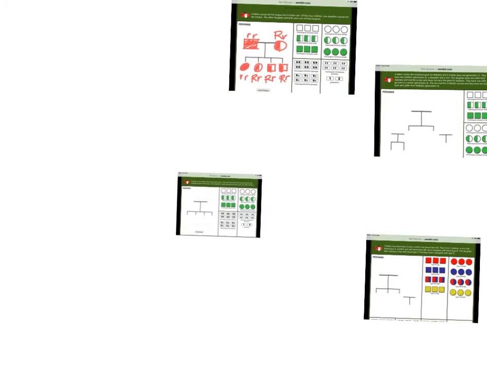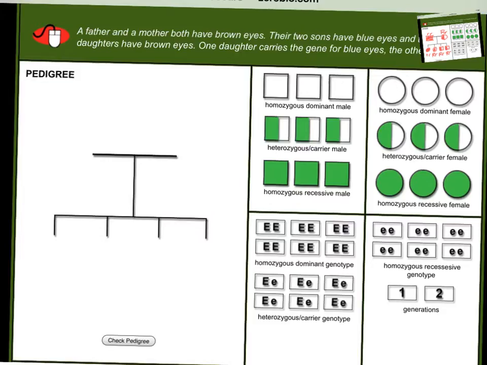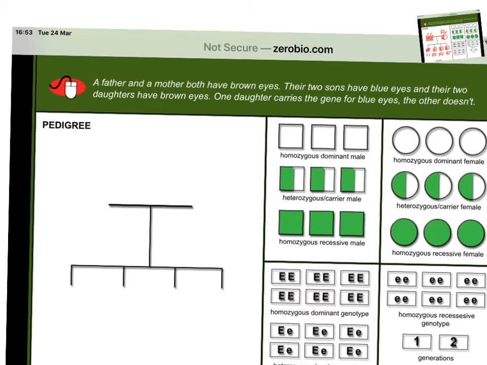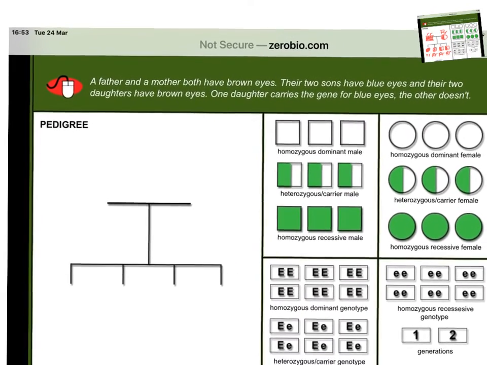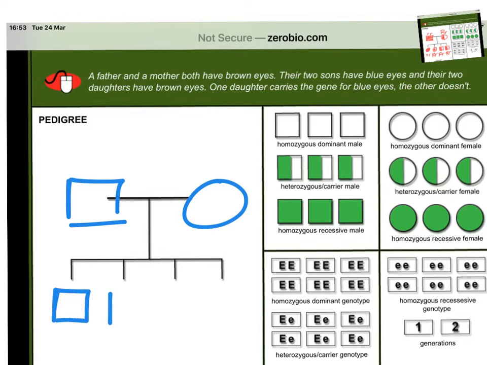Okay, and in the next one, we have the eye colors. Mother and father both have brown eyes, and their 2 sons have blue eyes, and their 2 daughters have brown eyes. One daughter carries the gene for blue eyes, the other does not. So we can fill that in. So we have a father and mother with brown eyes. We have 2 sons here and 2 daughters.